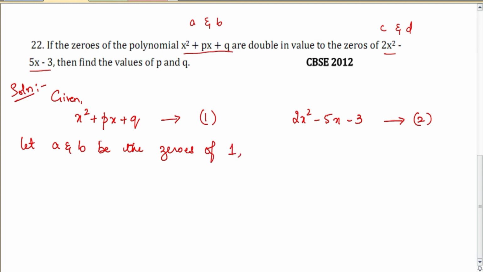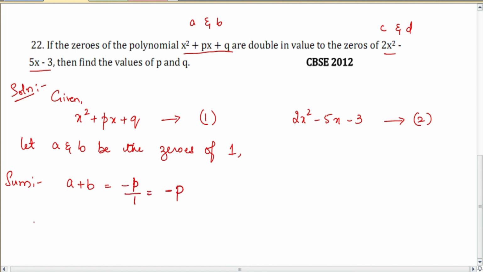Okay, let a and b be the zeros of the first polynomial. So what is the sum? a plus b is equal to minus b by a, right? Which is minus p by 1, it's going to be minus p. And what is the product? a into b is equal to c by a, which is q, right?